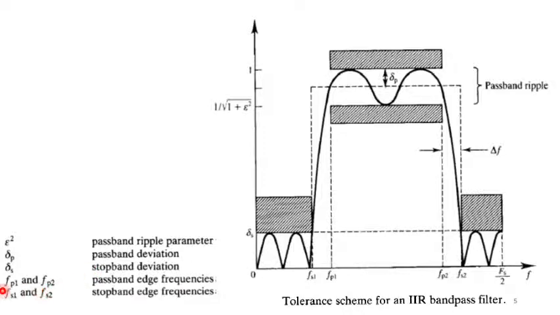Again, we have two edge frequencies, FP1 and FP2. These are the passband edge frequencies, and why do we have two? Because this is a bandpass filter, so one is the lower edge frequency and one is the upper edge frequency. Similarly, we have stop band edge frequencies, FS1 and FS2. I think that's quite straightforward. You also know that this is plotted versus frequency.